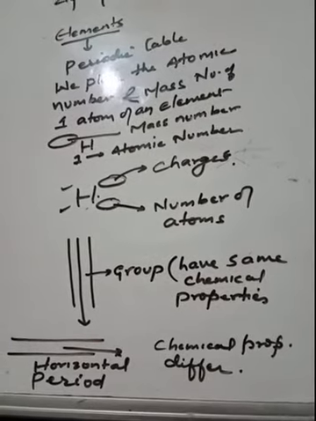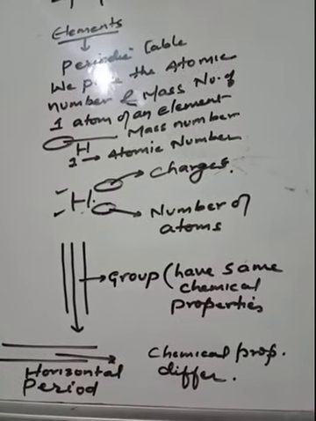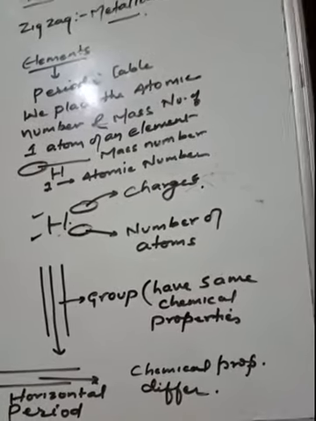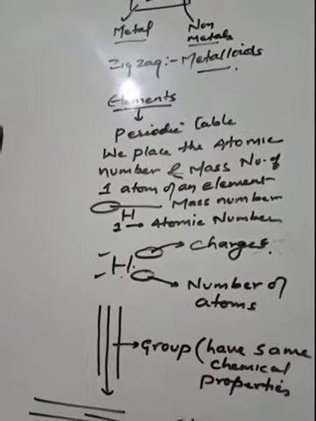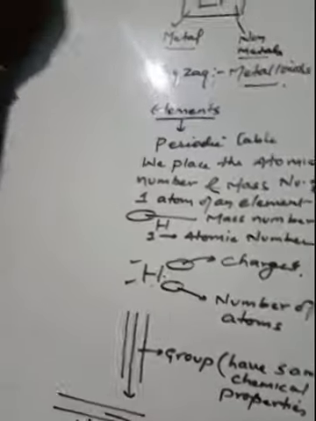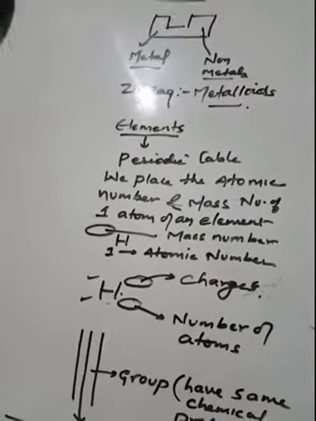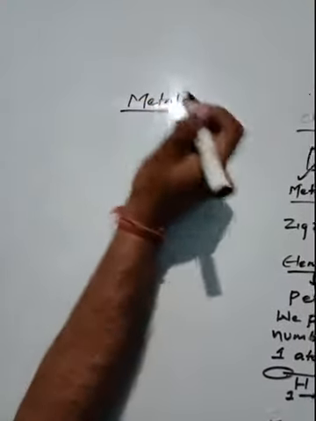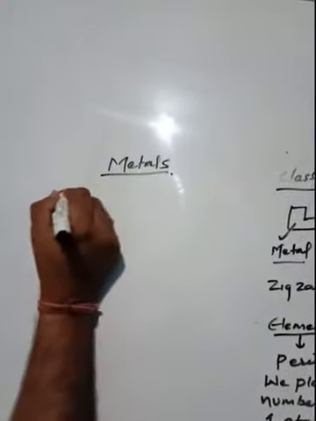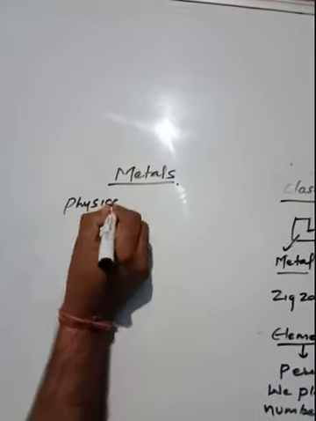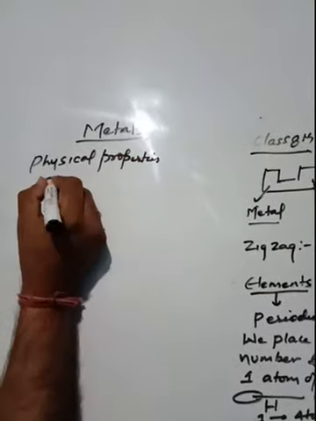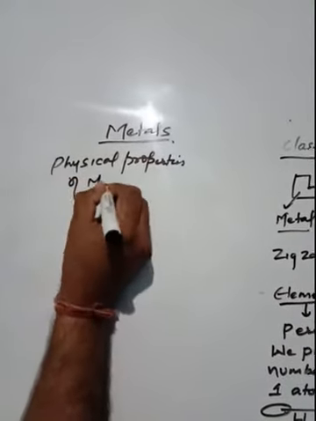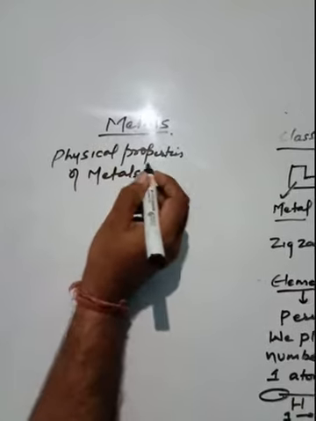So here we are bound to give the details for metals, non-metals and metalloids. Physical properties are totally different from the chemical properties. And now first I will discuss the physical properties of metals. Listen carefully, you will easily get through it.